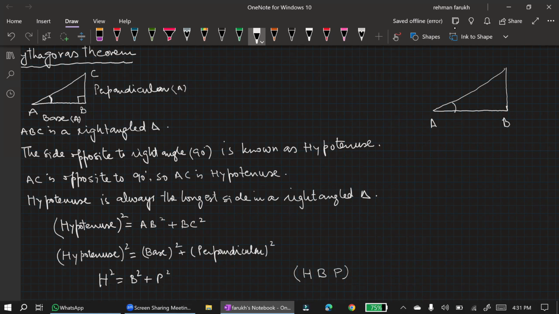Consider the angle A. With reference to A, the side opposite to A is the perpendicular. The third side is the base with reference to A. Now consider this angle C.